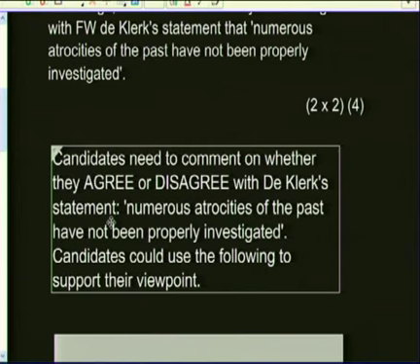So if you look at the possible answer, it says candidates need to comment on whether they agree or disagree. So that means you can agree or disagree with the statement as long as you provide evidence. And it's not just made up evidence, it is informed evidence from your own knowledge of the TRC. So it really doesn't matter whether you agree or disagree. What matters is the type of evidence you give to support your answer.